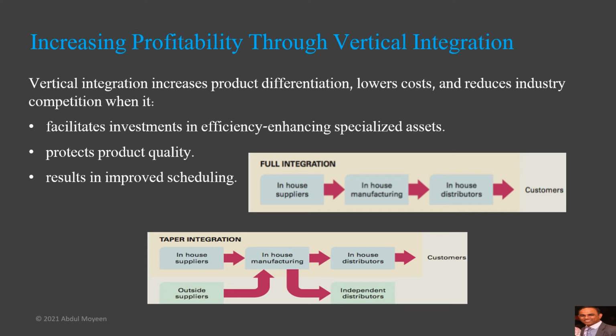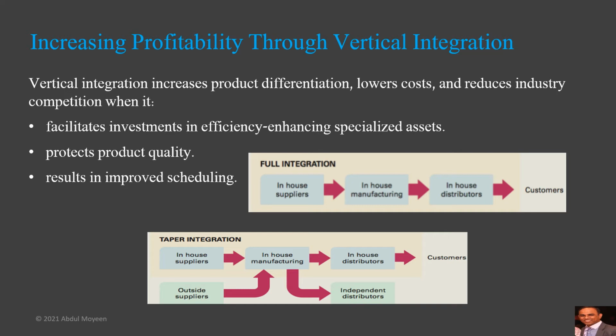Vertical integration increases product differentiation, reduces the company's cost, or reduces industry competition when, number one, it facilitates investment in efficiency enhancing specialized assets, number two, when it protects product quality, and number three, when it results in improved scheduling. Let's discuss these issues a little bit further. Number one, facilitating investment in specialized assets.